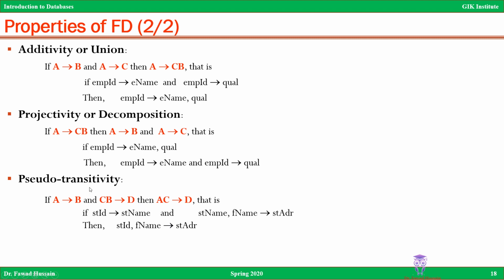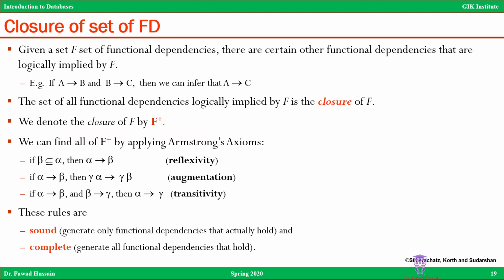So I can do that. These are the 6 properties of functional dependency, and they are very useful when we calculate the closure of the set of functional dependencies. What is the closure of a set of functional dependencies?